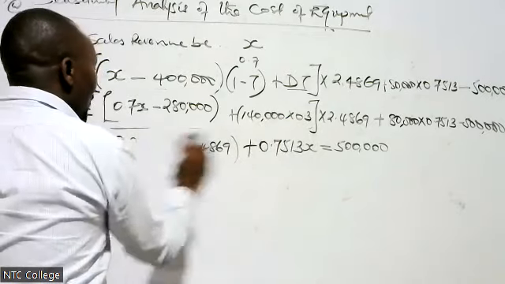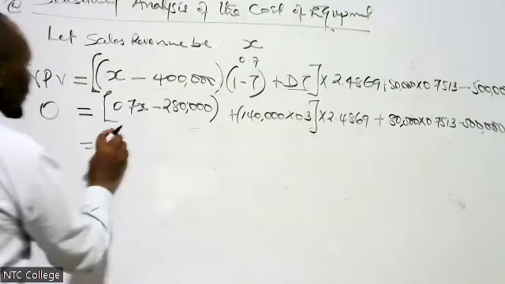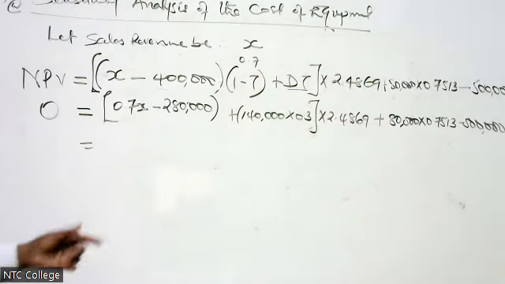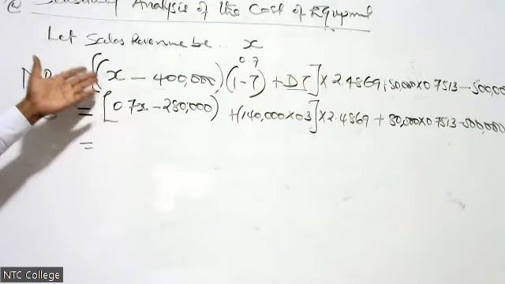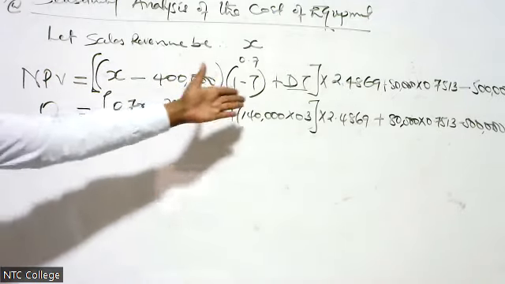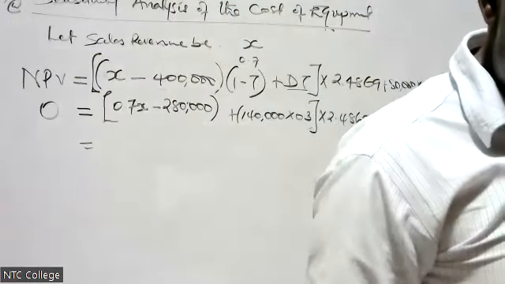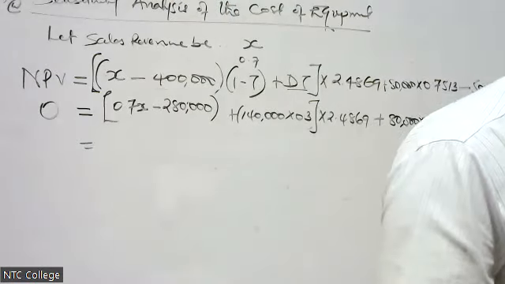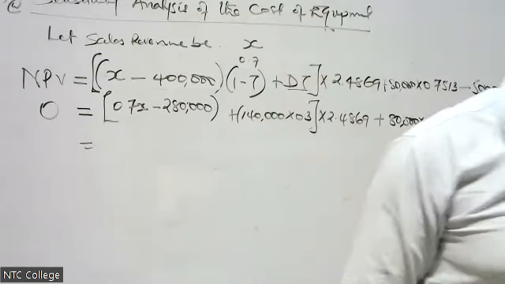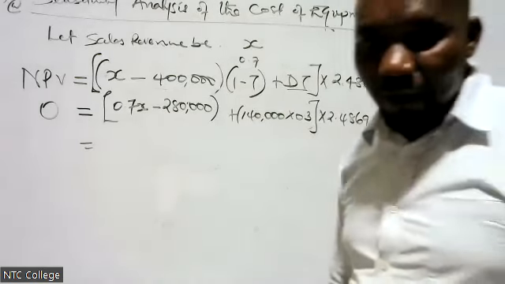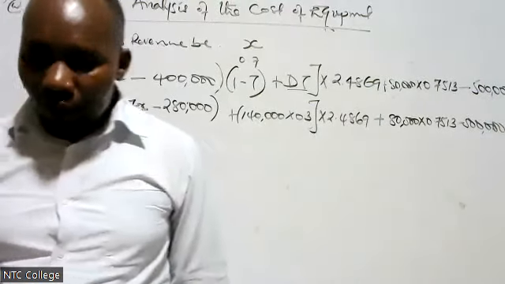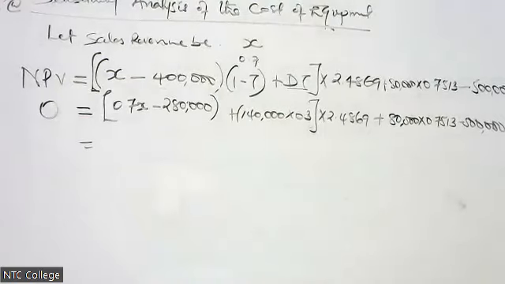Is there anybody who is confused now? Do you understand how we arrived here? We just made the sales X. The rest have remained the way we know them. Because we agreed in sensitivity, you vary one at a time. In sensitivity, you vary one at a time. 280. 400 times 0.7, how much does it become? What is the correct figure?